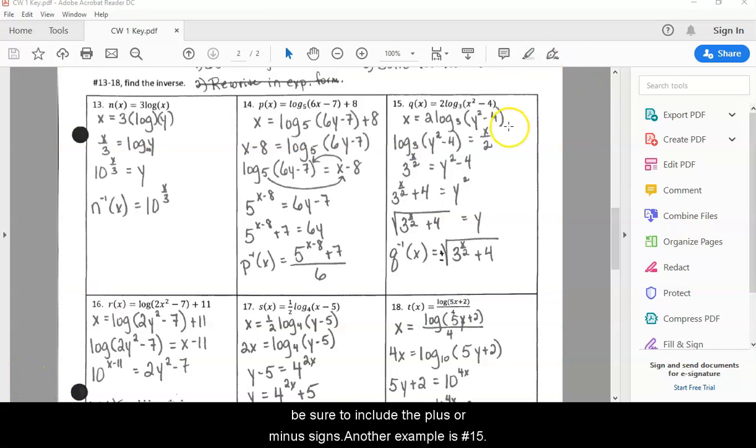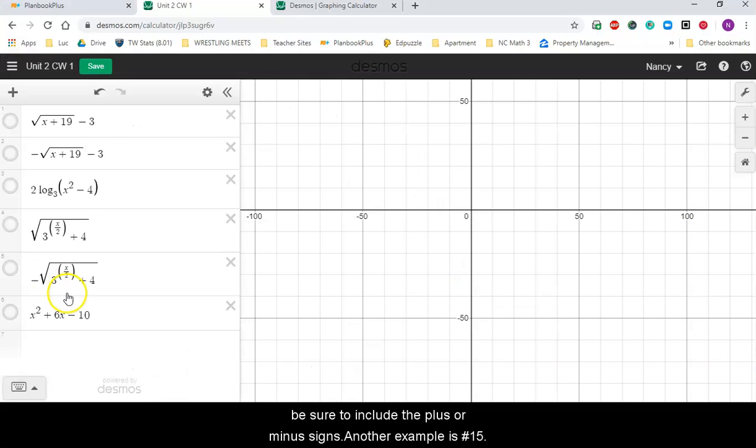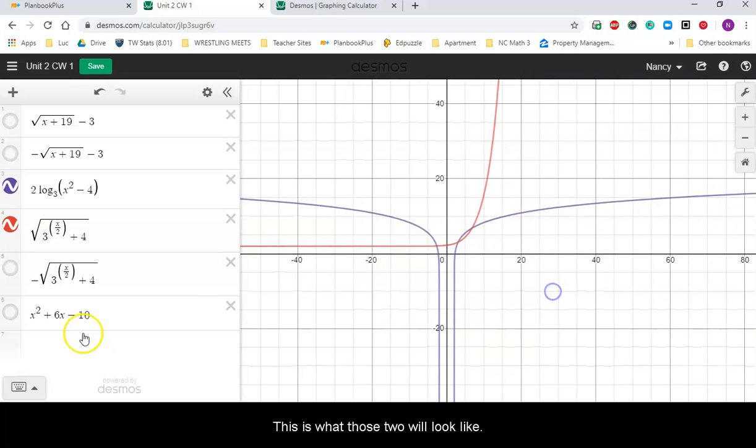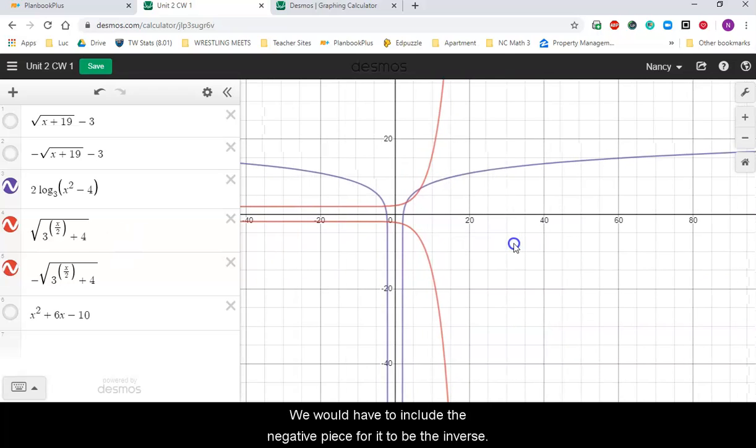So another example of this would be number 15 on the classwork 1. That was a log function, and it had an x squared in it. And at the end, when we got the inverse, it ended up being a square root function again. And so we need to also put the plus or minus here. I'm just going to show you what those look like. So the log function looks like this. And just the positive inverse looks like this, and so that's only half of the inverse, and we would have to include the negative piece of that for it to actually be the true inverse of this purple function.